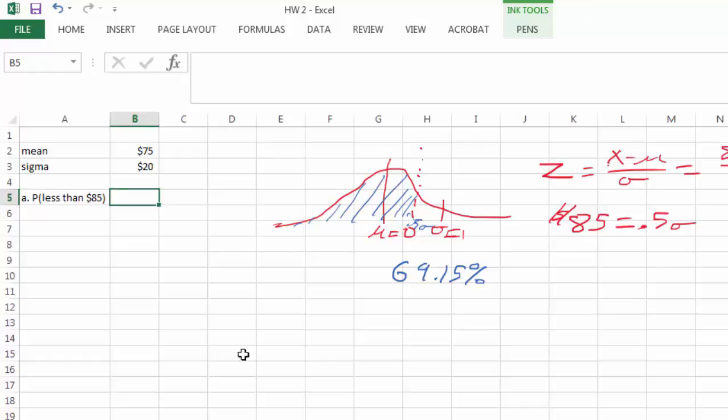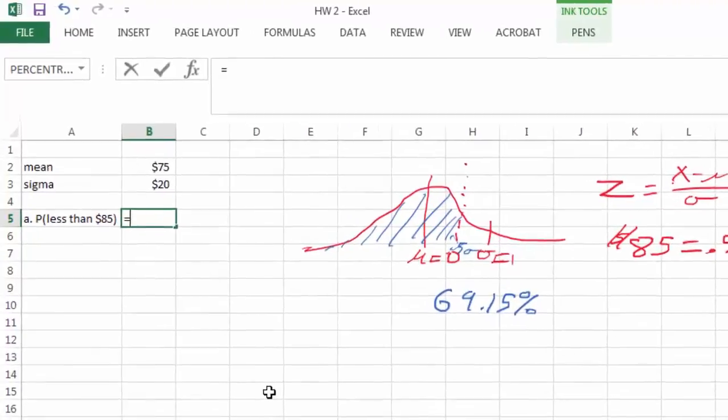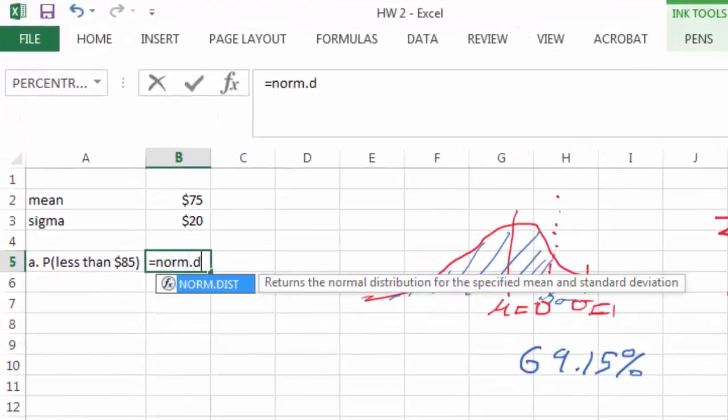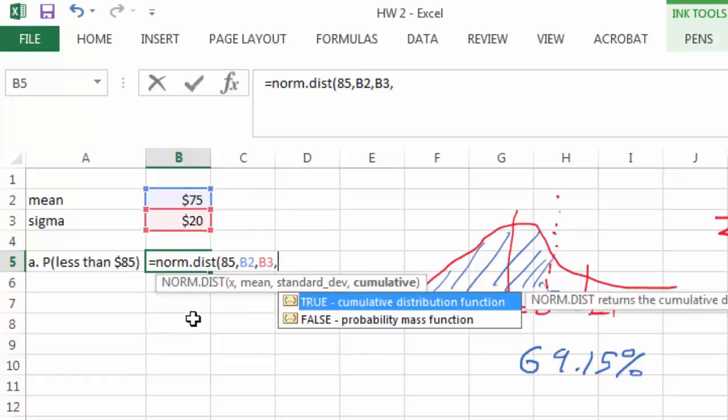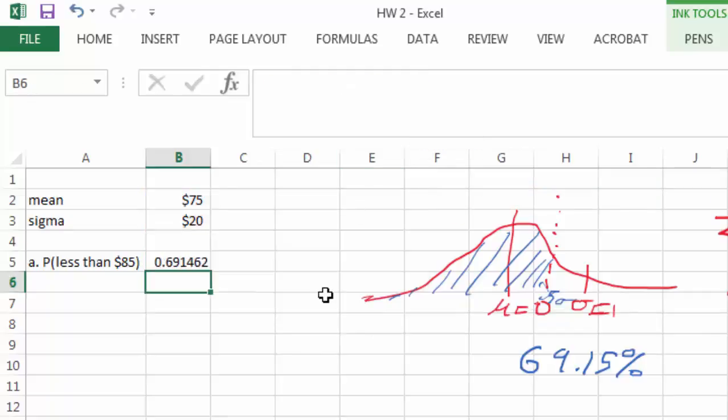Let's use Excel, and the function we're going to use here is called norm.dist. So let me just show you. Equals norm.dist. And notice what it says here: it returns the normal distribution for the specified mean and the standard deviation. And really what that should say is that it standardizes it and then gives us the probability. 3 arguments. First is the x, the specified value, that's 85. I'm sorry, the mean, we can do this by cell reference here, B2. And the standard deviation we can also do by cell reference, B3. And then cumulative, okay, what do we want? Do we want a cumulative distribution function or the probability mass function? We want the cumulative distribution function. True. Okay, so we need to put true in there.